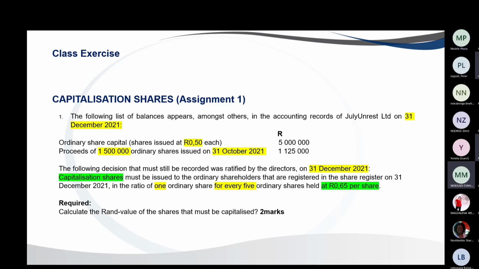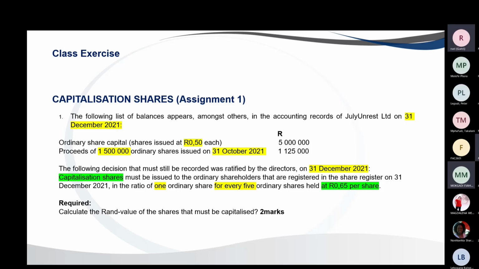Sure. So I did everything according to the previous speakers, but my answer is just so far off. At the end, where I got the 2.5 million shares, I divided it by 5, and then I multiplied by the 0.65 per share, and I got 325,000.